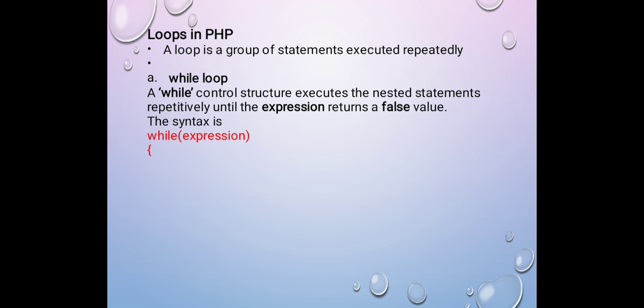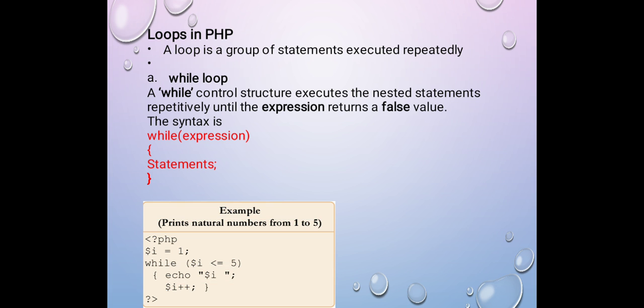The syntax is: while (expression) { statements }. And the example is: <?php $i = 1; while ($i <= 5) { echo $i; $i++; } ?>. That is, the value of $i will be displayed, and then $i++ increases the value of $i by 1.